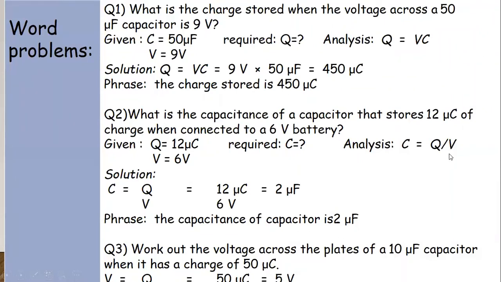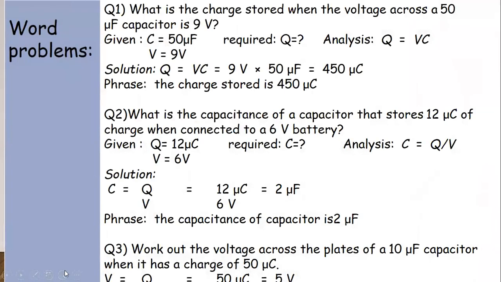Similarly, the next one is: work out the voltage across the plates of a 10 microfarad capacitor that has a charge of 50 microcoulombs. Again, we apply the same formula: V is equal to Q by C. So that will be 50 microcoulombs by 10 microfarads. The 10 to the power minus 6 cancels out, and 50 divided by 10 will be 5 volts. So these are very simple questions related to capacitance.